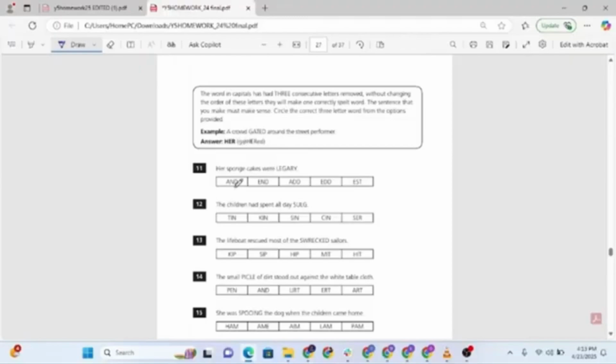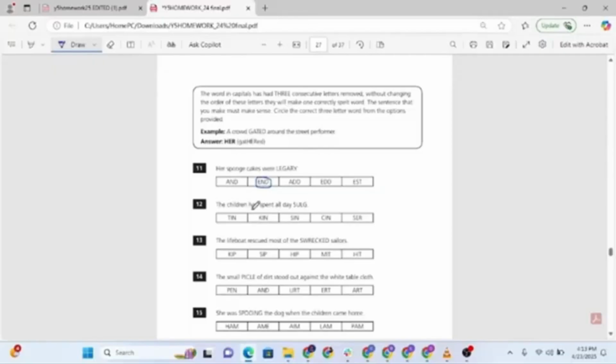The correct answer is the word end. This is because the capitalized word LEGARY has had the letters E-N-D removed from the correctly spelled word legendary. When we insert the letters E-N-D into legary, we form the word legendary. The sentence then reads, her sponge cakes were legendary. Therefore, the correct answer is the word end.